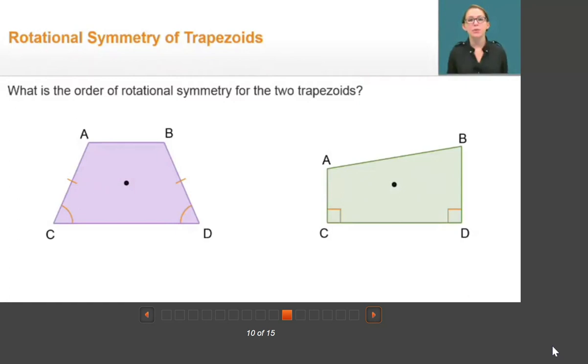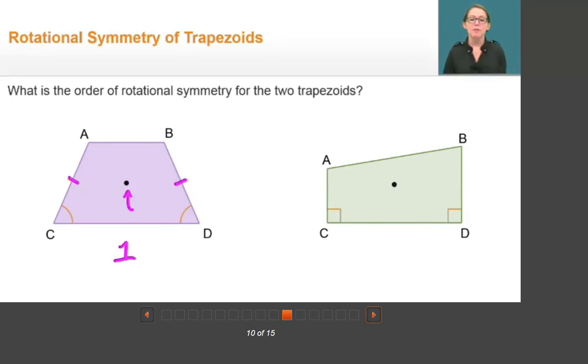Let's consider the order of rotational symmetry for these 2 trapezoids. The first, to the left here, is an isosceles trapezoid, so it has one set of equal sides. We can imagine rotating this trapezoid 45, 90, 180, or 270 degrees through the center of rotation, right here, but it will not map directly onto itself because the 2 bases have different lengths. Thus, the only rotational symmetry would be a full rotation of 360 degrees. So the order of rotation is 1.